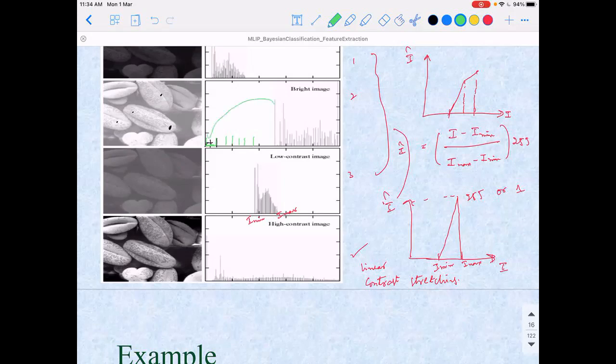For that, what may happen? Since there are only a very small number of pixels here, initially I find the cumulative distribution. If I consider the histogram as a PDF, that is P of X or P of I, the normalized histogram is the intensity PDF of the image.